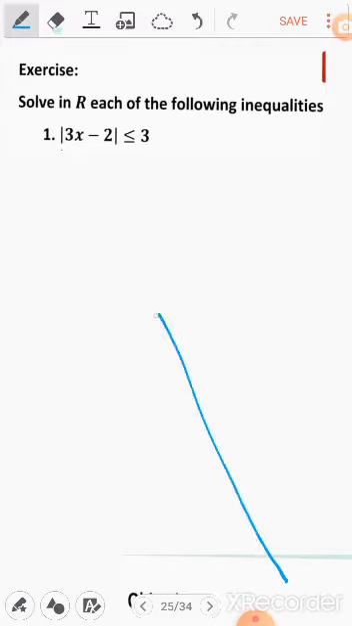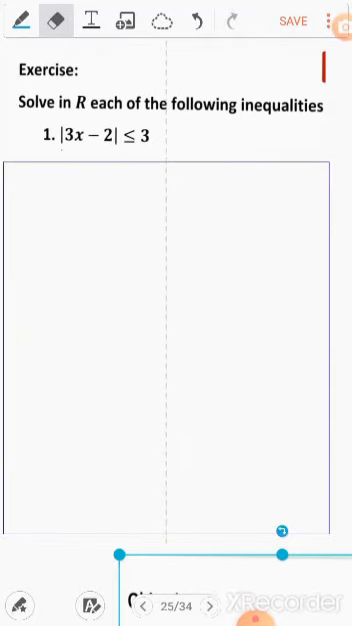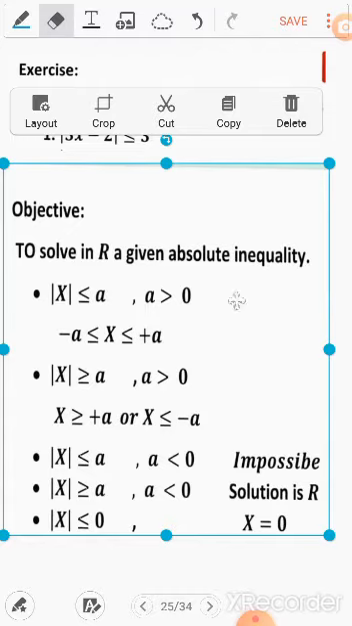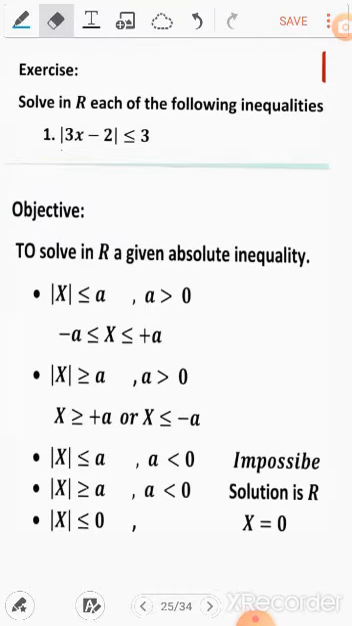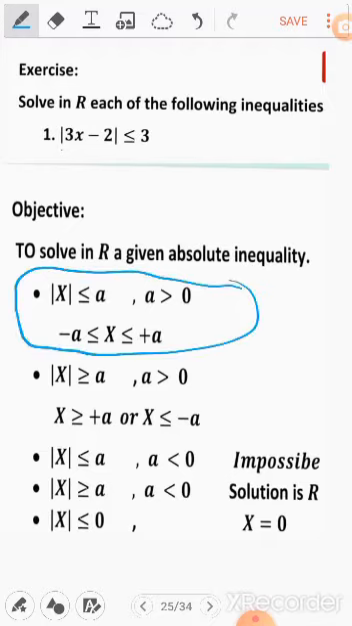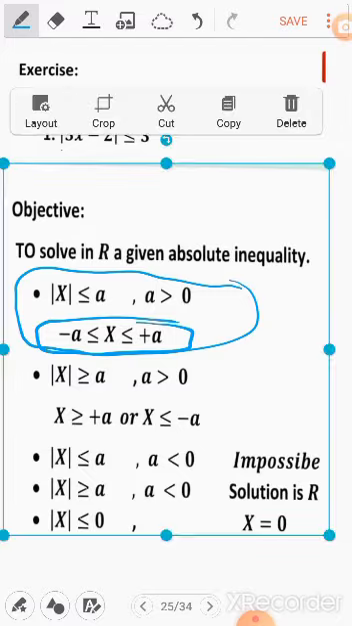Now let us solve the first. We need a formula. Look here to this formula. This is the first formula: absolute x less than or equal to a, and a is positive. Then x is included between minus a and a. This is the solution if we have absolute x less than or equal to a and a is positive.